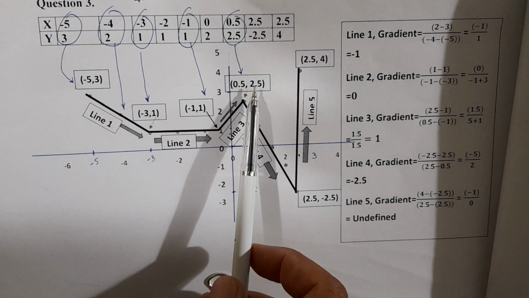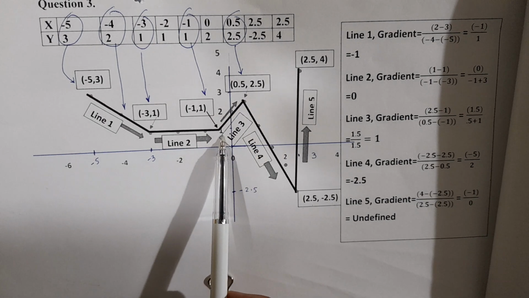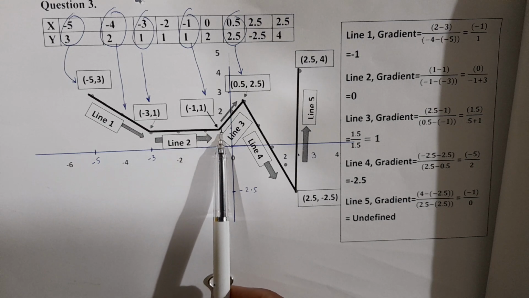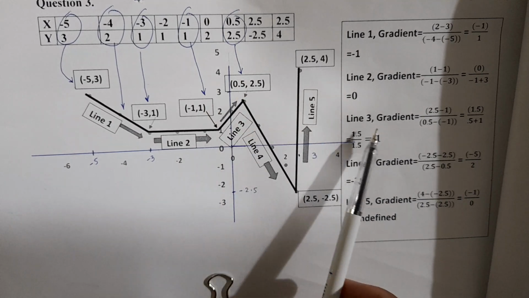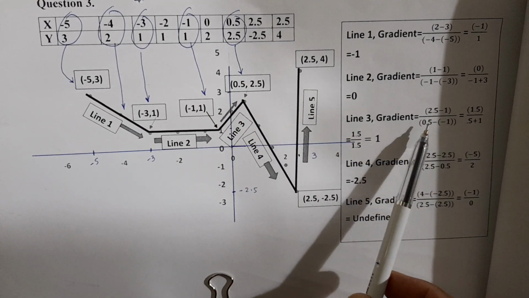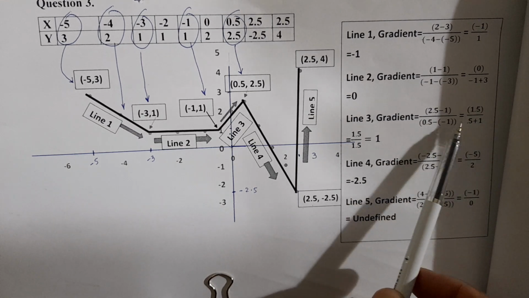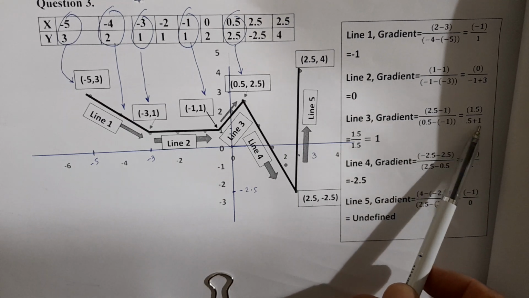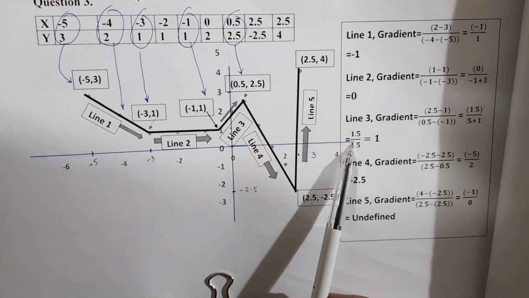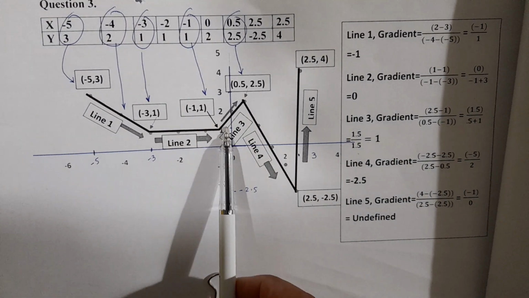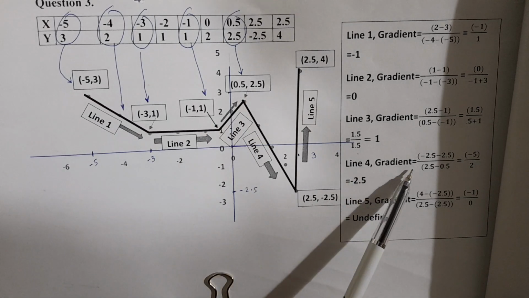Now moving to line number 3, initial position is minus 1 and 1, and final position is 2.5 and 0.5. Now 2.5 minus 1 divided by 0.5 minus 1. So 2.5 minus 1 is 1.5 divided by 0.5 plus 1. So that makes 1.5. So its gradient is 1.5 and it's moving upward. So slope is positive. Now line number 4, gradient.